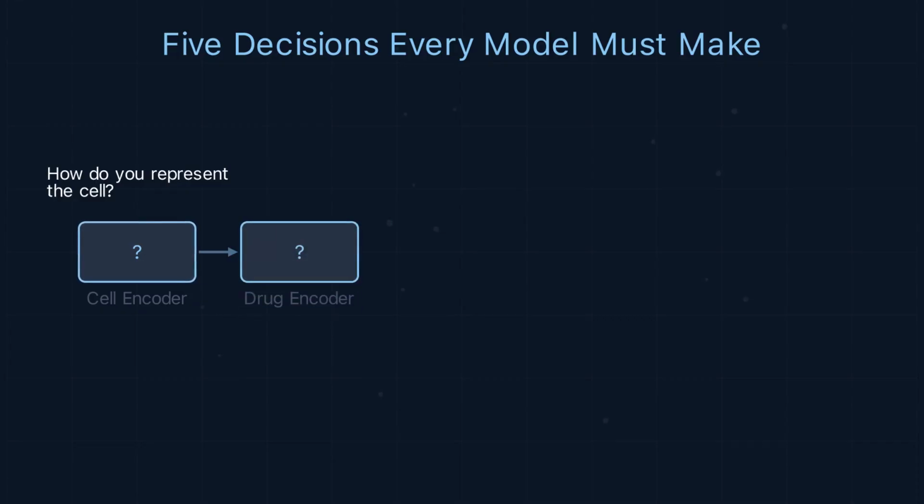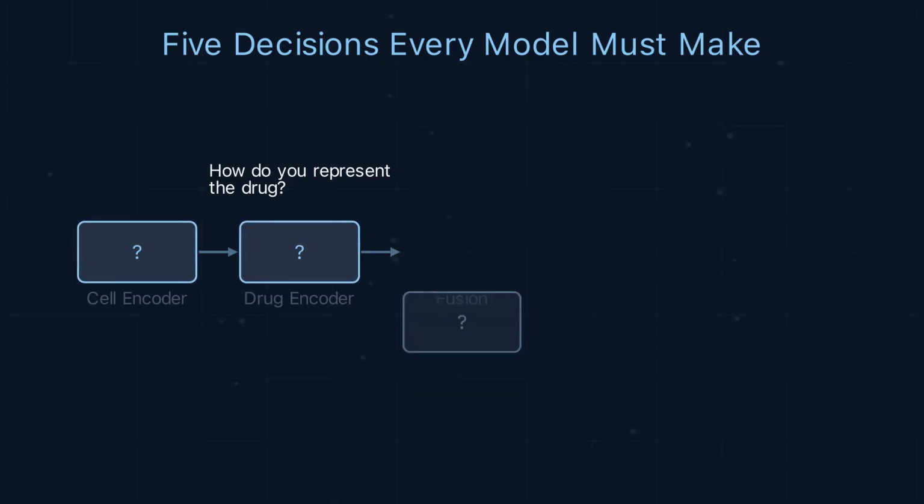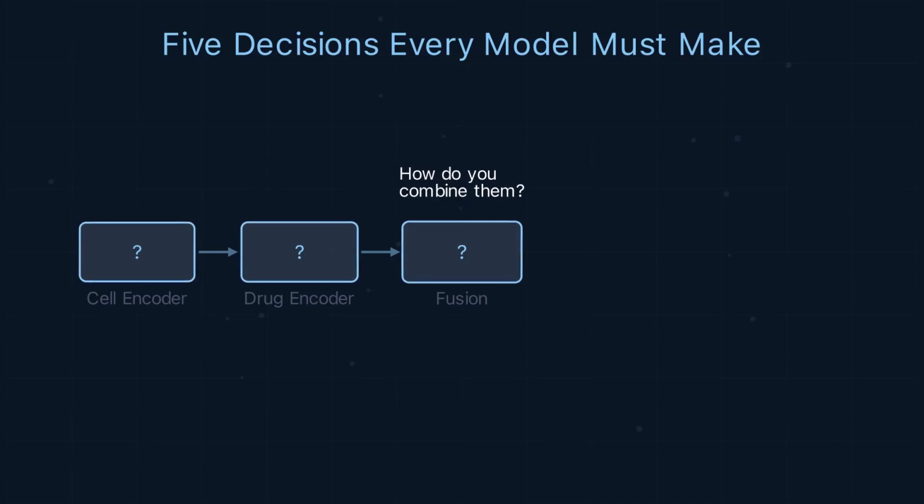Second, how do you encode the drug? A molecule is a 3-dimensional structure. You need to compress it into something a neural network can process. Third, how do you combine cell and drug? This fusion step determines whether the model sees cell and drug as independent inputs or as interacting partners.